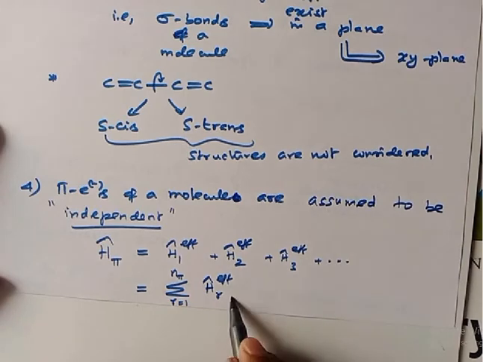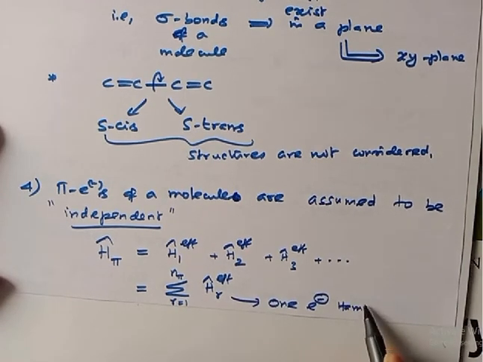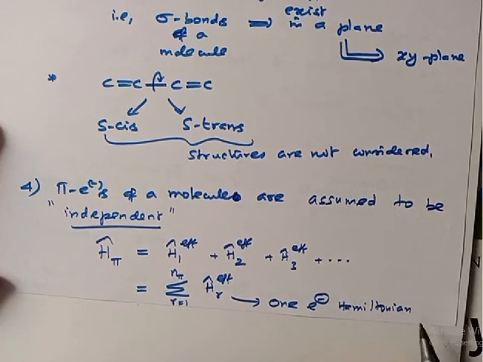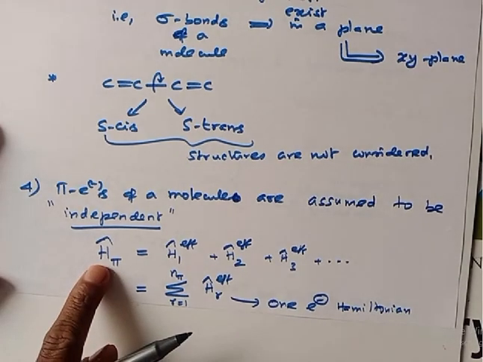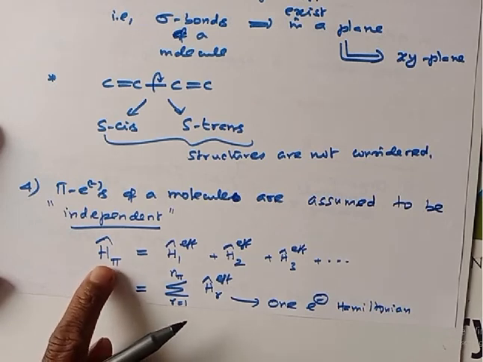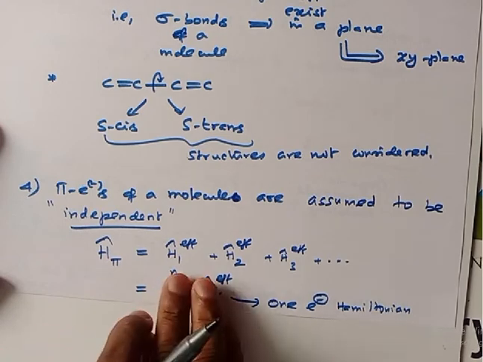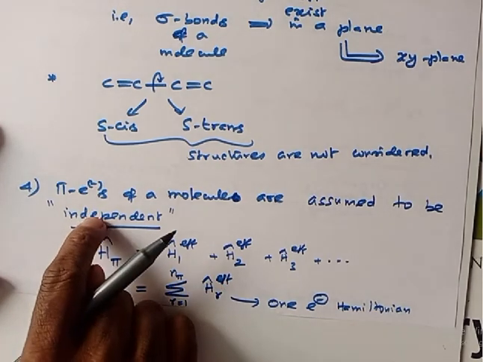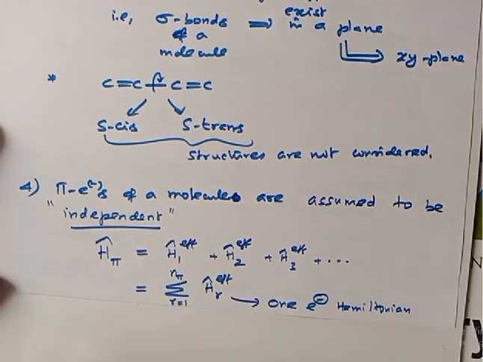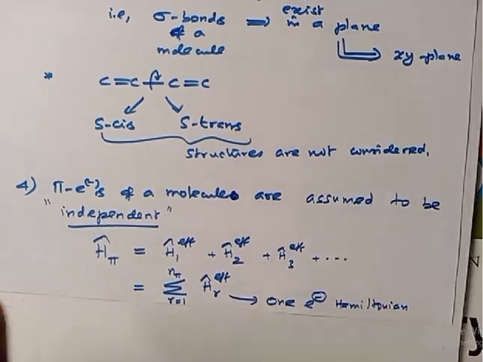I'll repeat, this is a one electron Hamiltonian, whereas this one is the total Hamiltonian for all the pi electrons. So the total Hamiltonian can be separated into one electron Hamiltonians. This separation is possible only if the electrons are independent. Then, since the electrons are independent, we can also make one more assumption.